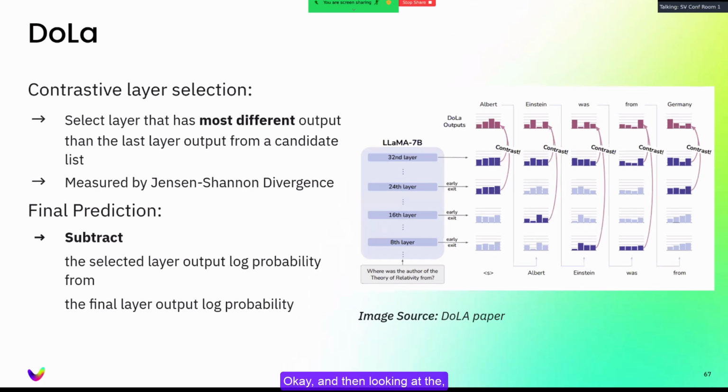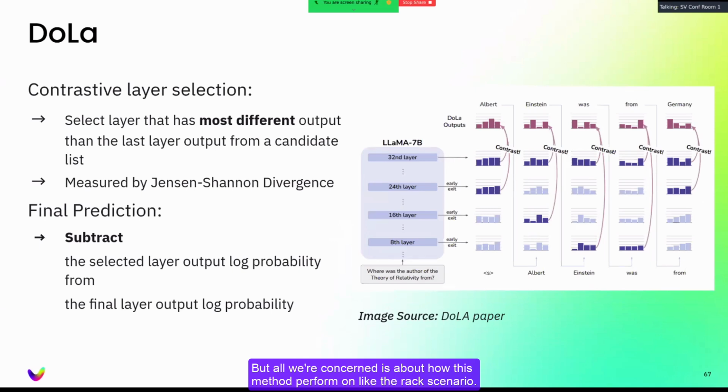Looking at the figure on the right-hand side, the question is: where was the author of the theory of relativity from? The answer is that Albert Einstein was from Germany. As you can see, during the generation process, using the algorithm they proposed, they select different layers to contrast and output the final factually consistent answer here. Well, that's basically their method.